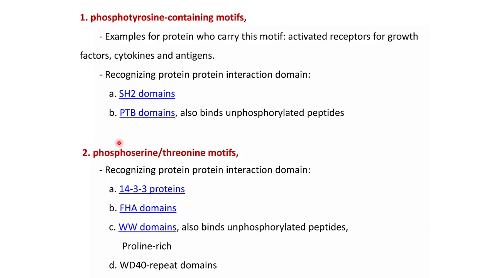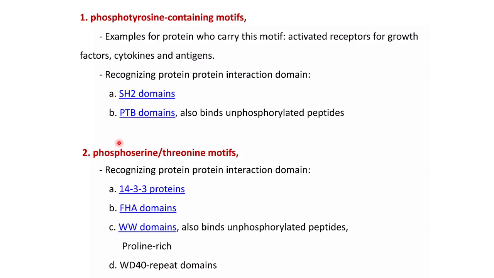Now, what is the function of these phosphotyrosine containing motifs? For example, these are examples of proteins which carry this motif: the activated receptors for growth factors, then you have the cytokines and the antigens. In this category you have the SH2 domain and the PTB domains, which also bind to unphosphorylated peptides.